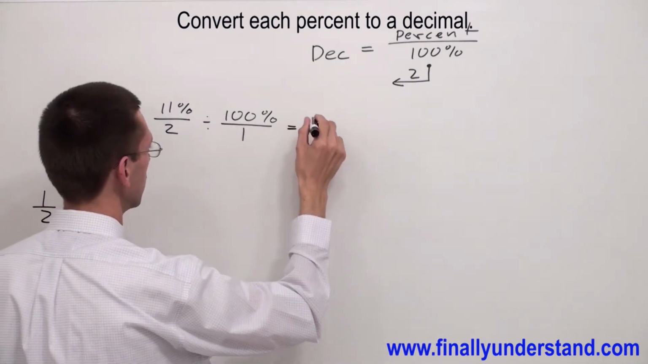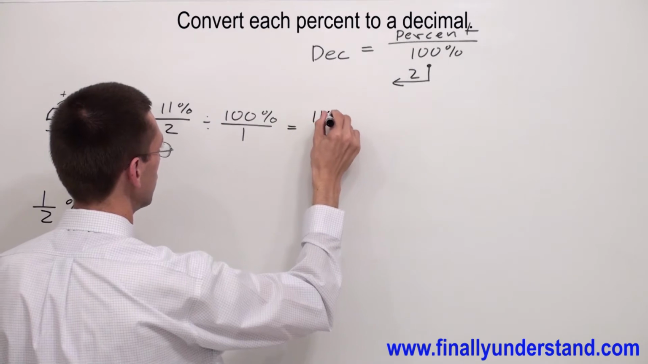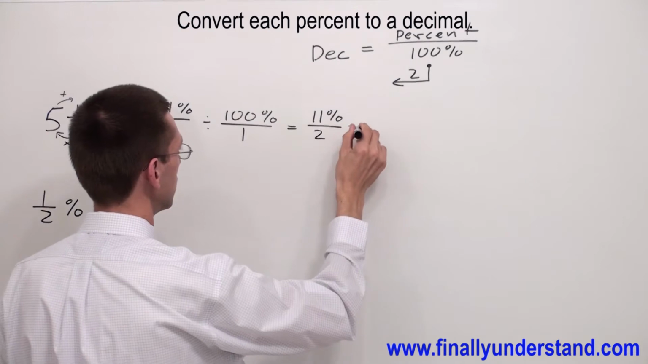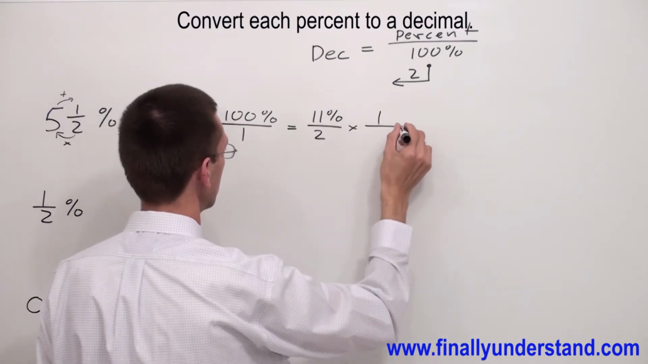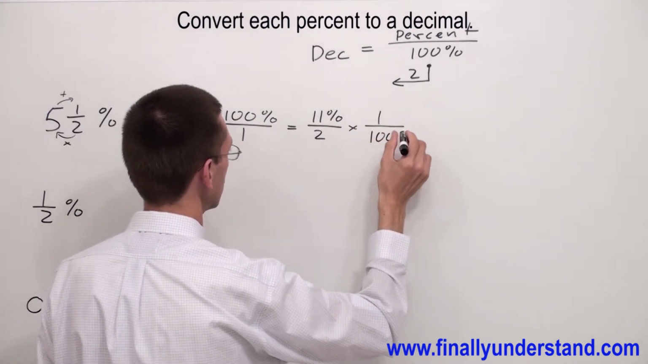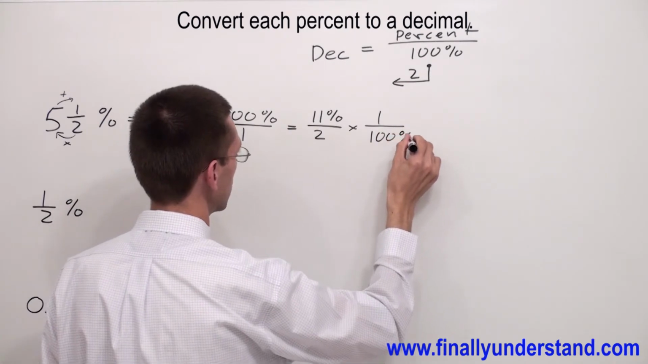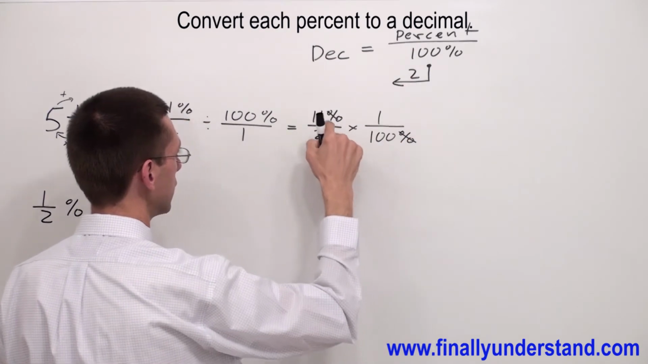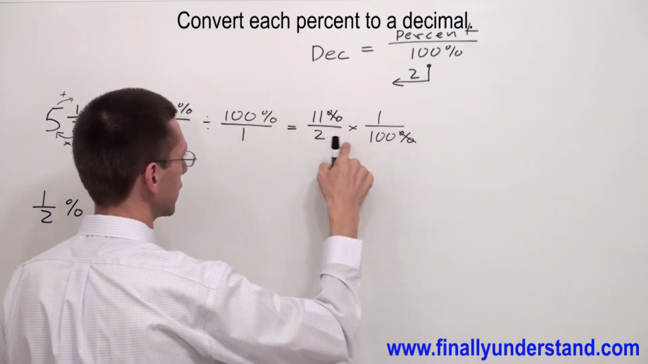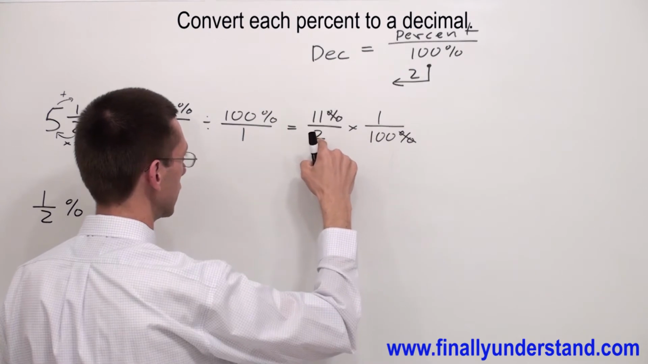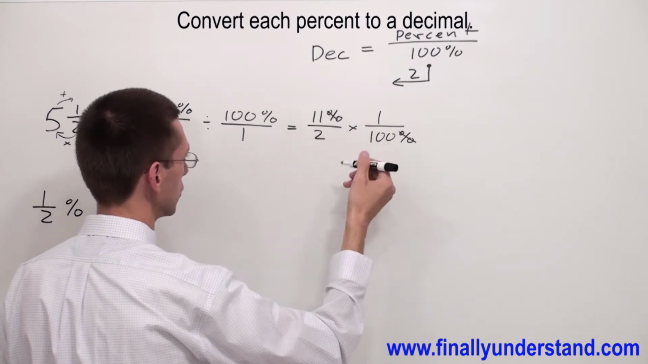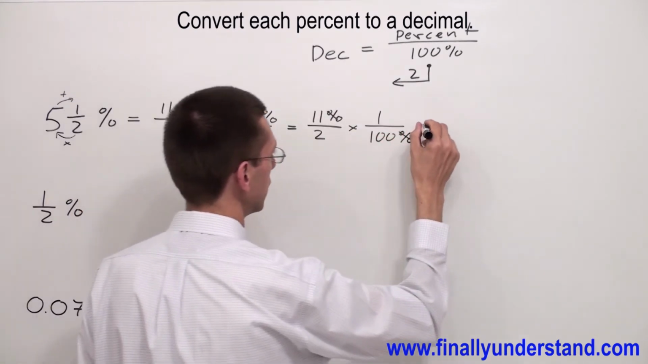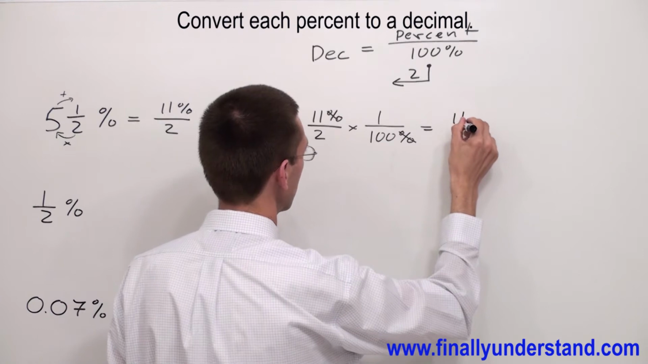So that's why I'm going to have 11% over 2 times 1 over 100%. Remember, percent and percent will cancel out. Now I can perform the multiplication because I cannot reduce anything over here. Any numerator with any denominator is not going to work for me. So I have 11 times 1 is equal 11.